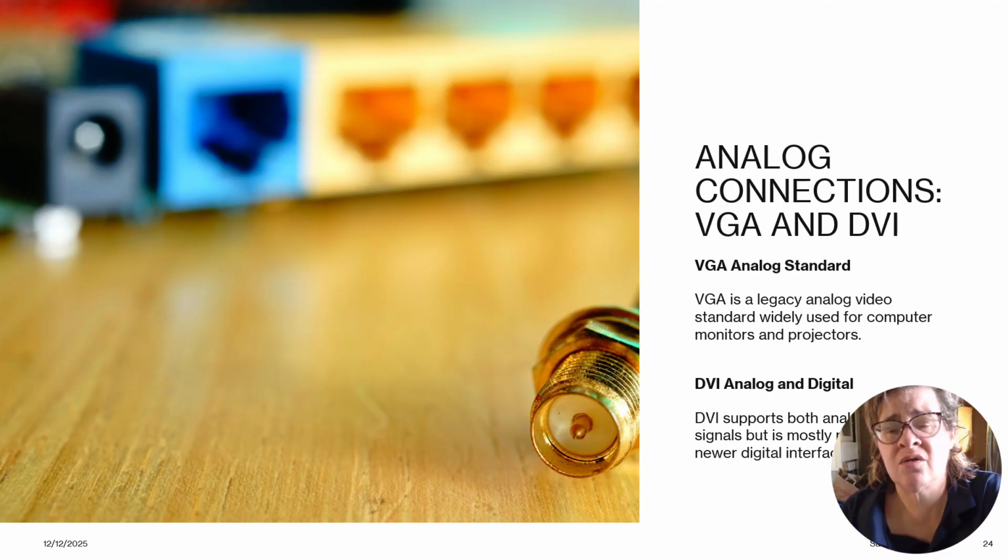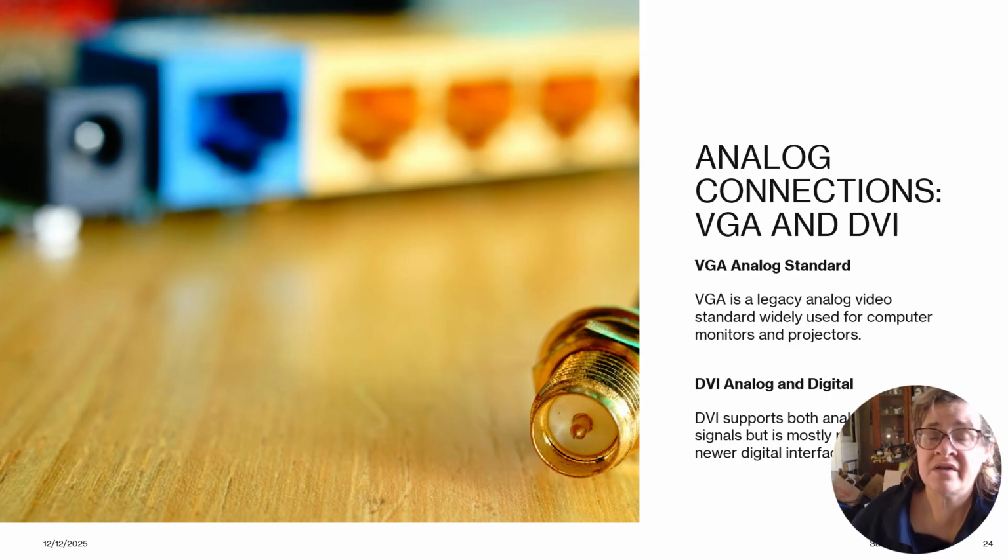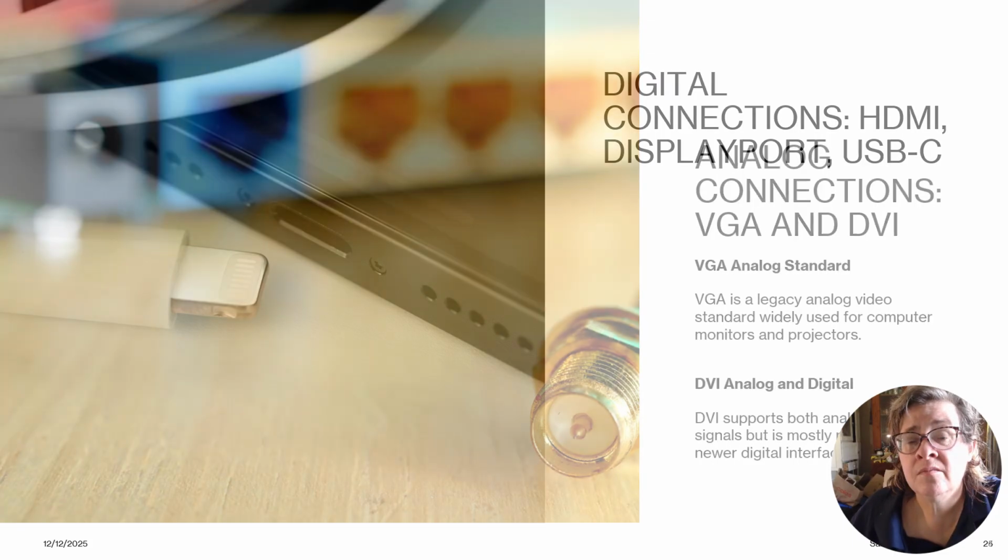Yeah, look, newer digital ones are used way more than VGA or DVI. You won't see many monitors and TVs with those now, okay?